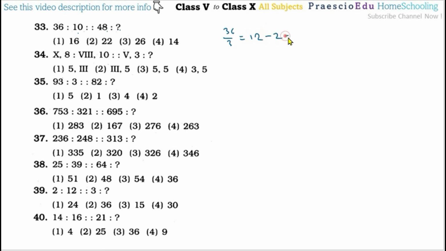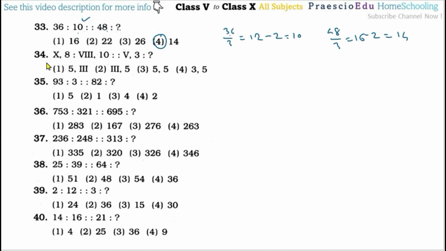12 minus 2, we are getting the 10, means this number. Likewise, 48 divided by 3, we are getting the 16, and 16 minus 2, we are getting the 14. 14 is given in option number 4.